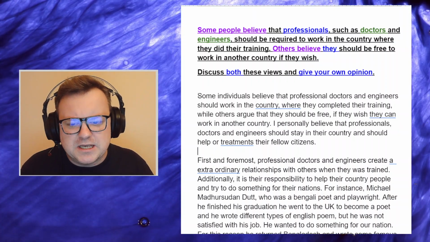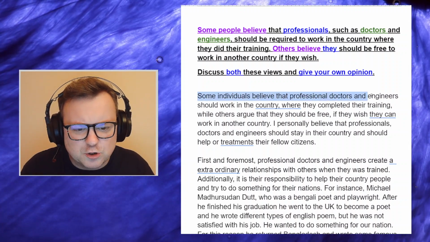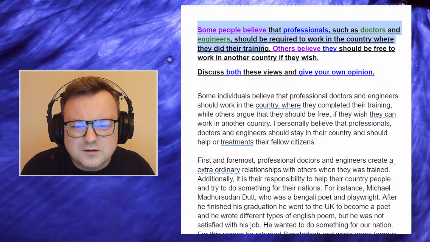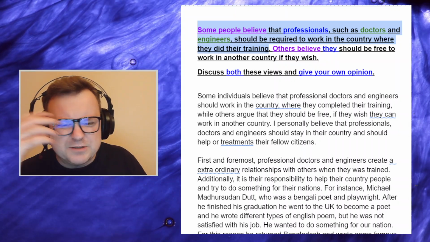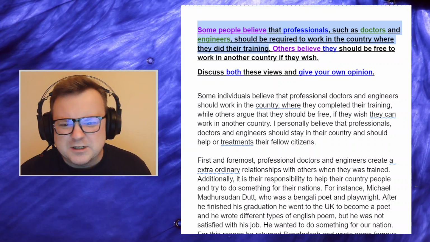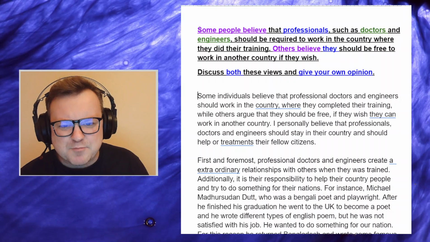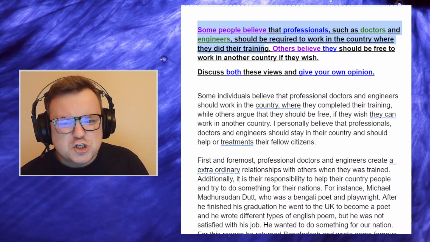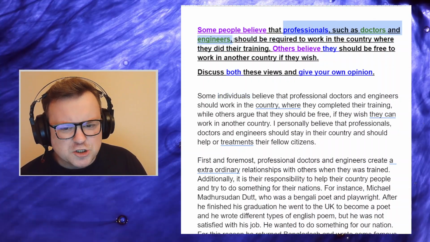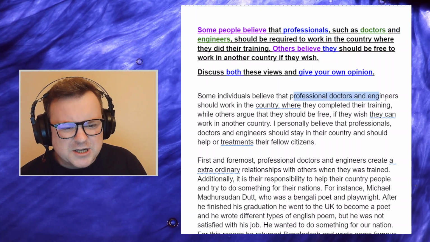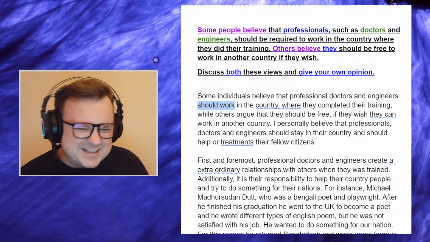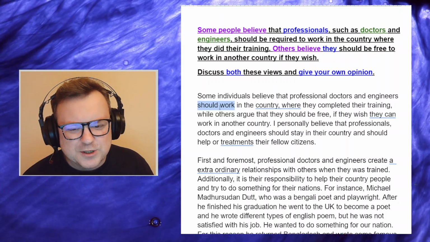Okay, let's see what the candidate gives in their introduction. "Some individuals believe that professional doctors and engineers should work in the country where they completed their training." That's so close, isn't it? It's just a very mild paraphrase here. So we don't get this background information. We just have a very blunt, very direct attempt at a paraphrase, but not really paraphrasing much, just changing people for individuals, changing professionals such as doctors and engineers to professional doctors and engineers. Changing should be required to work to should work, but that isn't the same. It's similar, it's very close, but should be required to work and should work is a bit different.